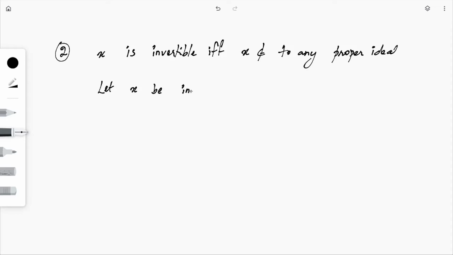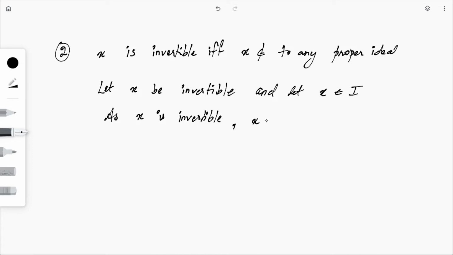Let x be invertible, then we need to show that x does not belong to any proper ideal, right? Let x belong to the ideal, say I. Okay, so as x is invertible, x inverse exists, right? So x is an element of I and x inverse is an element of script A.